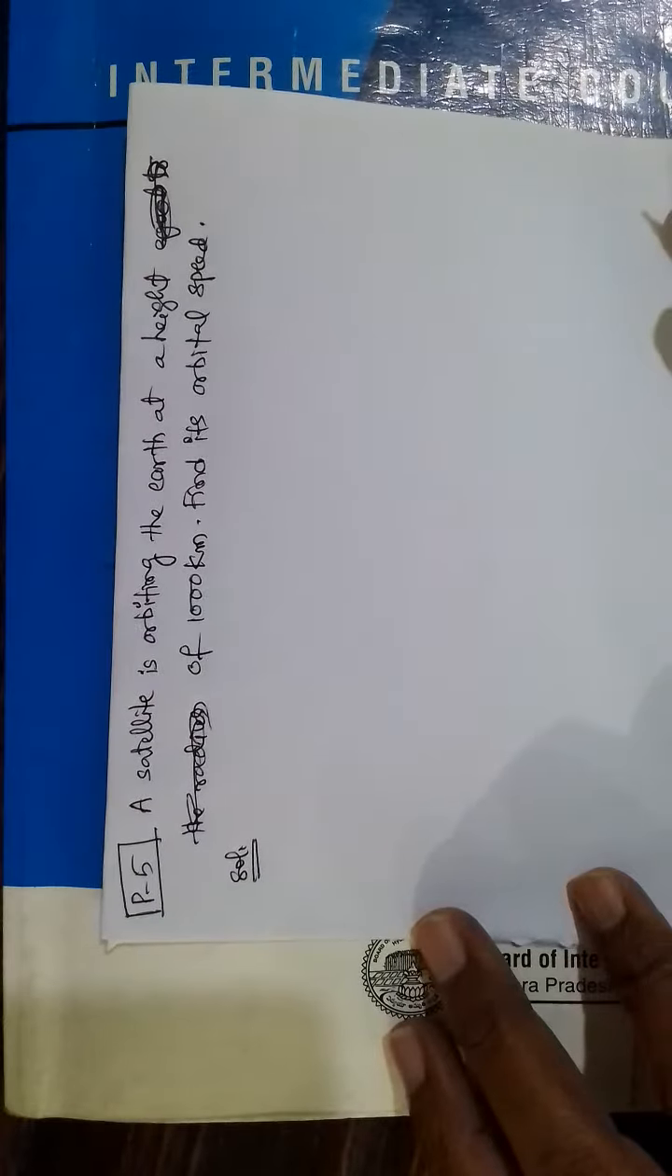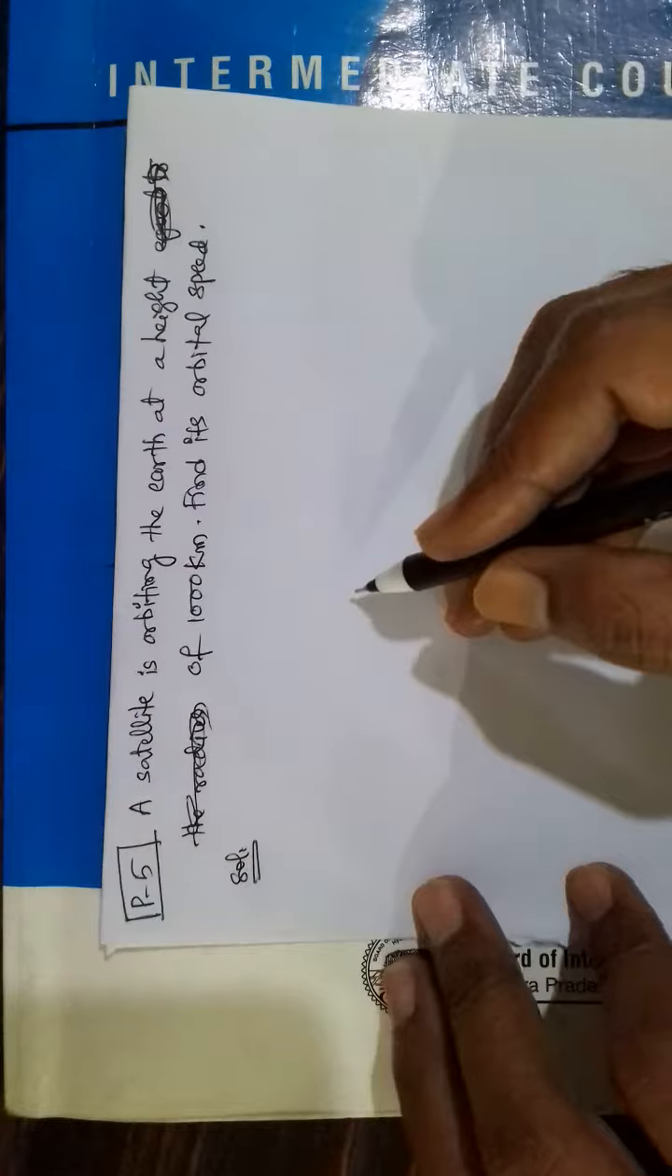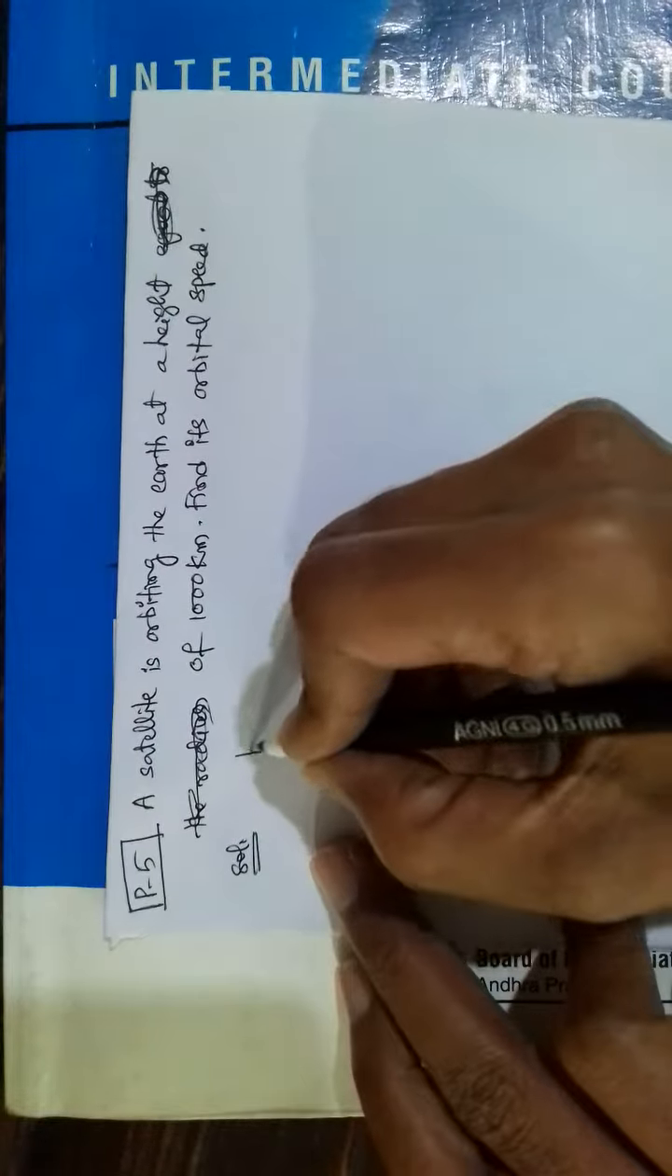A satellite is orbiting the Earth at a height of 1000 kilometers. Find its orbital speed. Height is given.